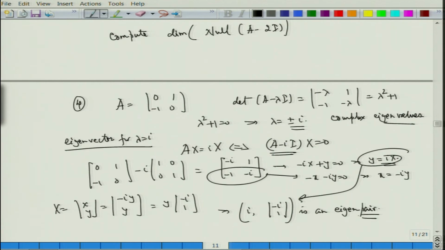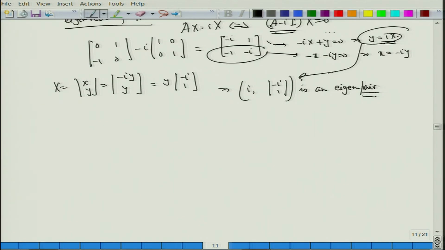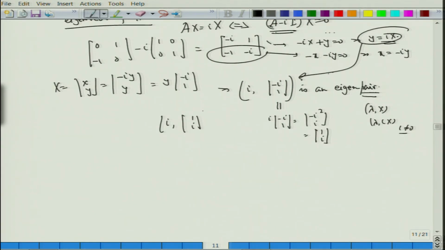eigenpair. Let me check whether I have done it correctly or not, because I am good at mistakes. So with i it is, I wrote the other way around, I think. All right. So we are looking at this, and I can write this also as, as I said, if lambda, x is an eigenpair, then lambda, cx is also an eigenpair for c not equal to 0. So I can also multiply this by i. If I multiply this by i, then i times (minus i, 1) will be (minus i squared, i), and minus i squared is 1, so it is (1, i). So (1, i) is also an eigenpair, all right. And this is the one which corresponds to this part, y equal to ix.